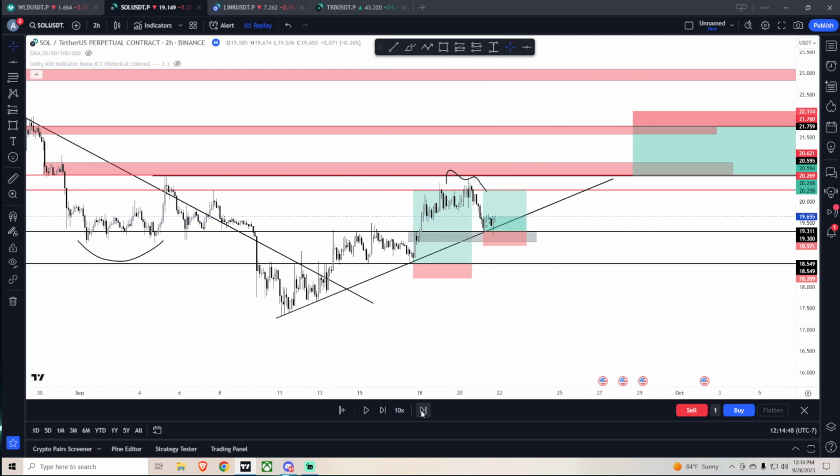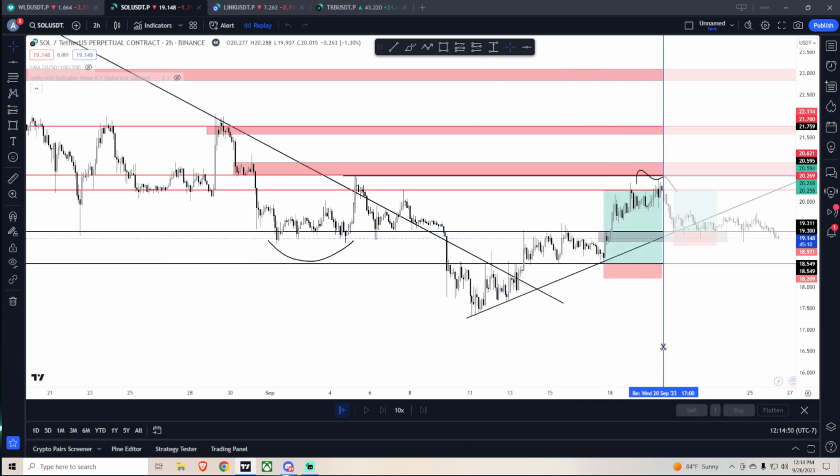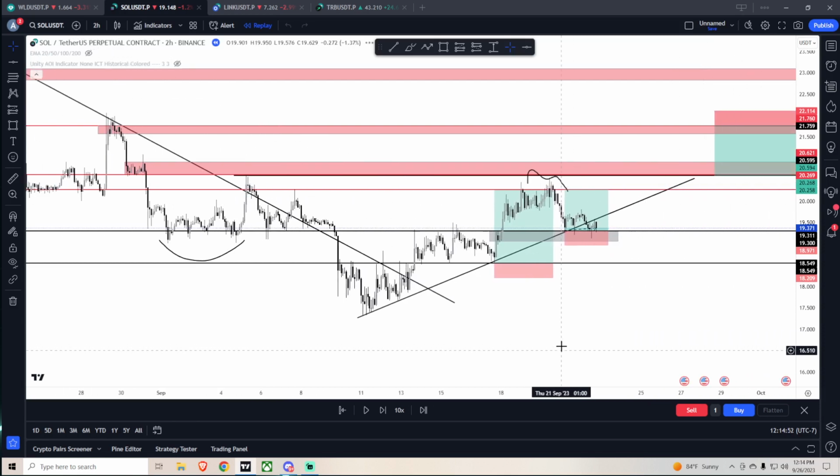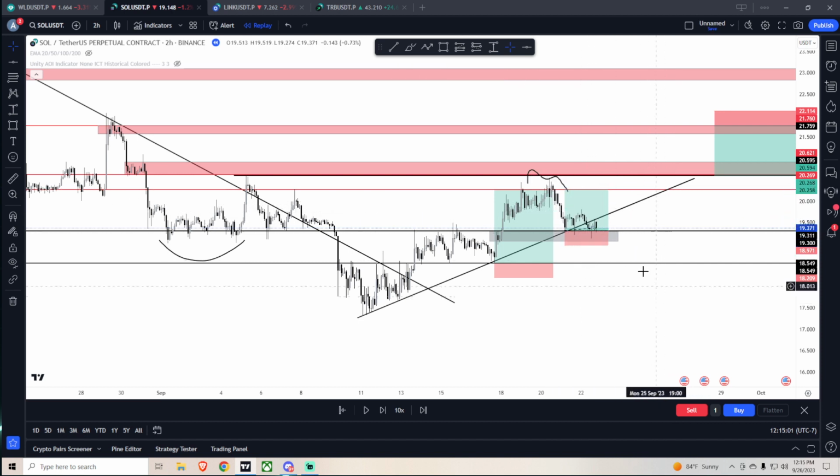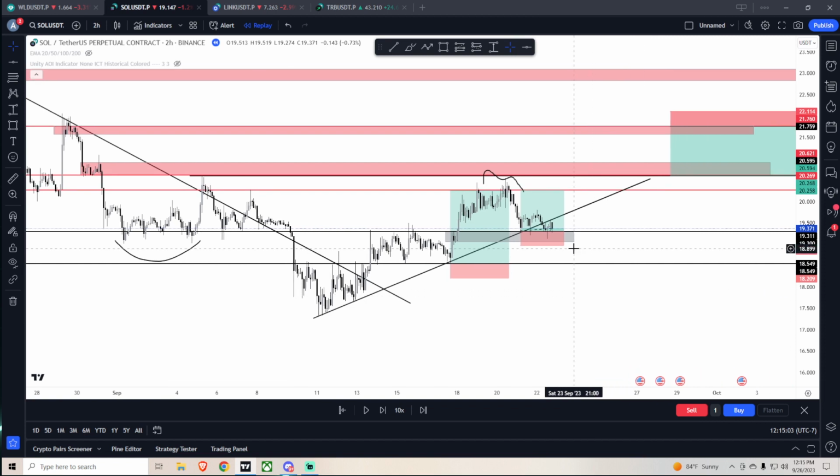Okay, and then we got a 2% bounce. Okay, so again, more confluences, the better the trade setup.